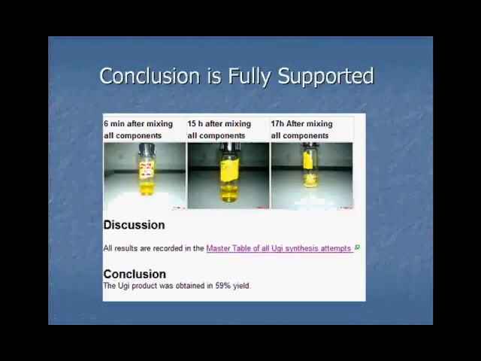Okay, so the next slide, the conclusion is fully supported. Even if you don't necessarily follow the chemistry going on here, hopefully I'm giving you the impression that we're providing a lot of data. We're providing all of the raw data that the people from my lab are using to make conclusions. So at the very bottom of this page, it says, this product was obtained in 59% yield. Well, you don't have to take our word for it.